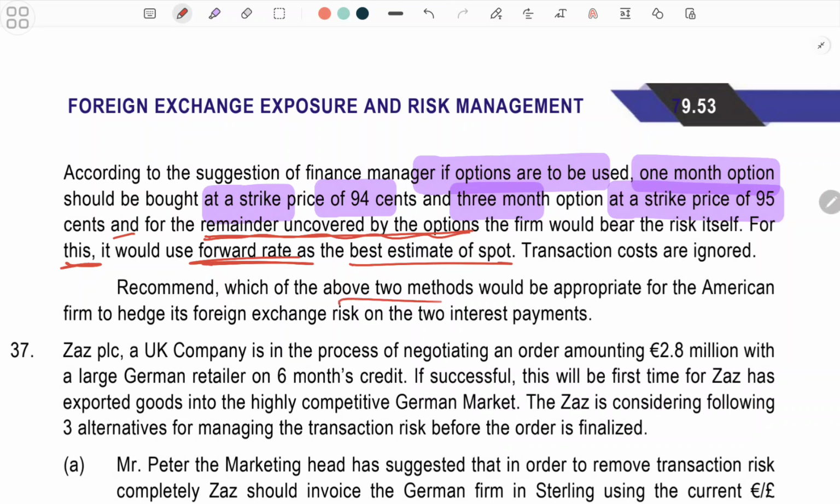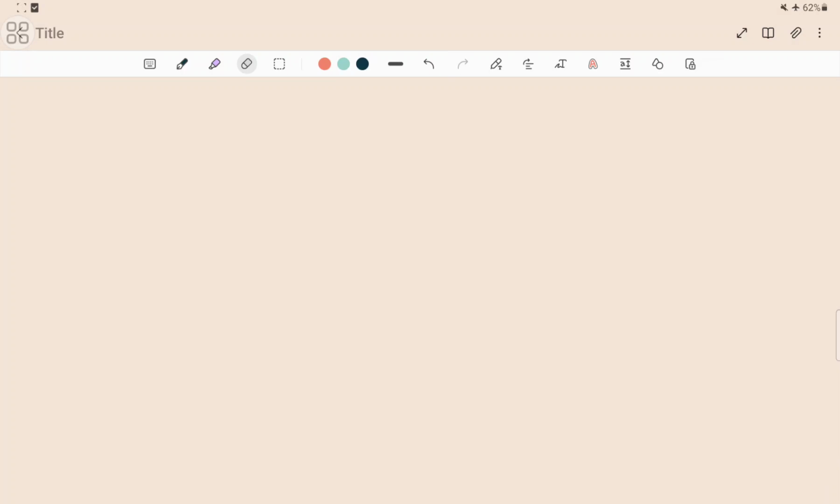Recommend which of the following 2 methods would be appropriate for the American firm to hedge. Which method will you recommend? Simply the hedging technique where the outflows are limited, where the outflows are lesser compared to the other option. Very simple, right? First of all, before even starting the solution, this is question number 36, was it?